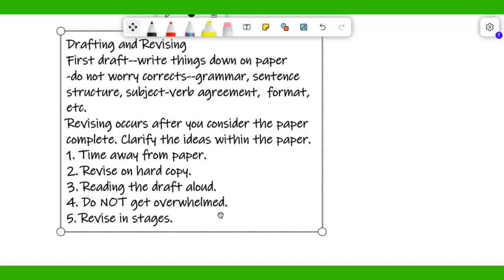You can break it up based on certain elements. You can say, well, I'm only going to look at sentence structure today, or I'm only going to look for those things that sound choppy or where ideas are missing. It's actually best for you to figure out what works for you.